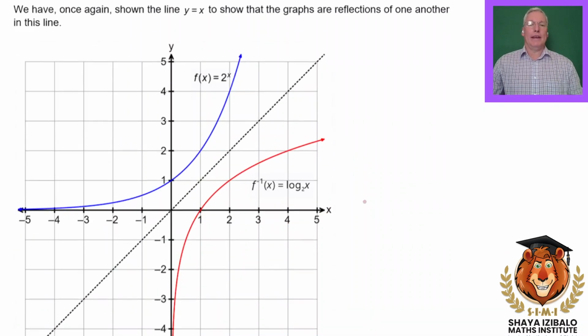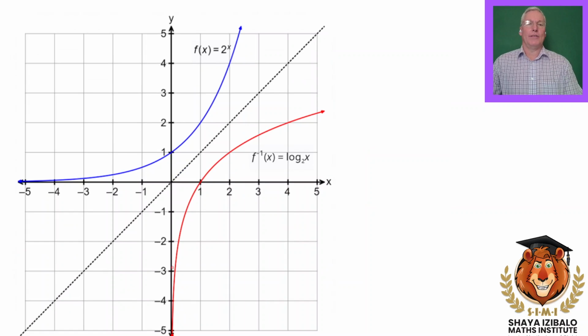And let's now have a look at these two graphs. Notice that they're inverses of one another. Here, the y-intercept is 1. That point's full name is (0, 1). Swap it round, (1, 0). This point over here is (2, 4). Swap it round, (4, 2).